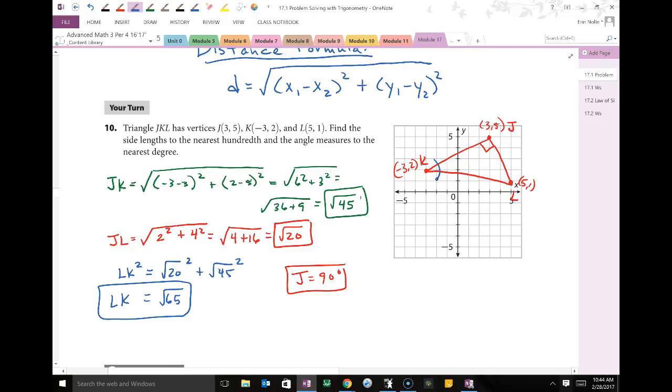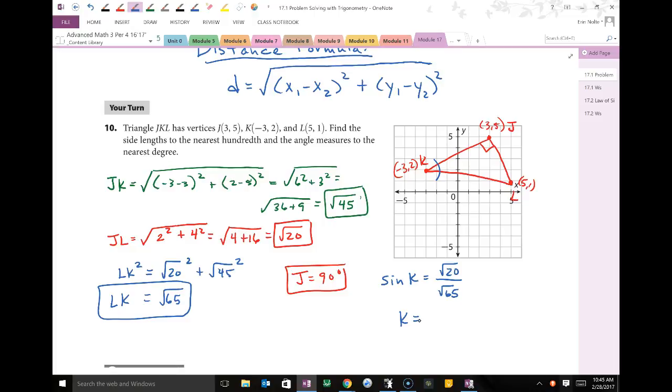Sine. I heard a sine, yep. So we're going to do sine. We got the sine of K, and sine is opposite over hypotenuse. So for this case, we have JL, which is the square root of 20, over the hypotenuse, which we just found to be the square root of 65. Anybody want to throw that into the calculator? By the way, what are you pushing for the K? The inverse, right? So you gotta do second sine of the square root of 20 divided by the square root of 65.